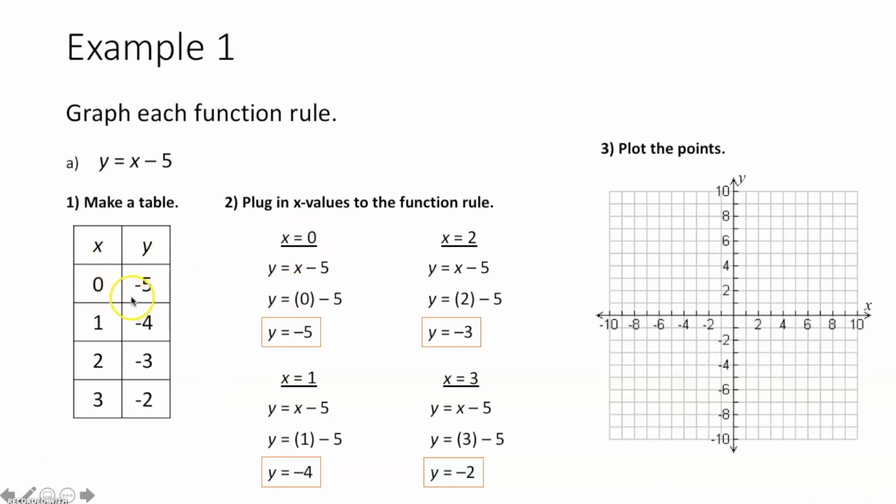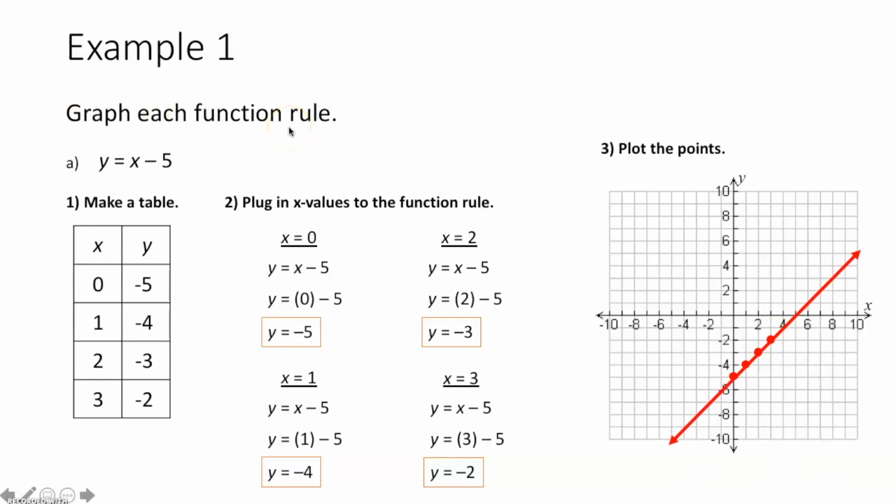So imagine them as a set of ordered pairs, as a relation. So 0, comma, negative 5. I'm going to go over 0 on my x-axis, down negative 5 on my y-axis, put a point. 1 comma negative 4. I'm going to go over 1 on my x-axis, down negative 4 on my y-axis, put a point. 2 comma negative 3. I'm going to go over 2 on my x-axis, down negative 3, put a point. And then 3 comma negative 2. I'm going to go over 3 on my x-axis, down negative 2 on my y-axis, put a point. And now I'm going to draw a line through those points. And I have successfully graphed my function rule.